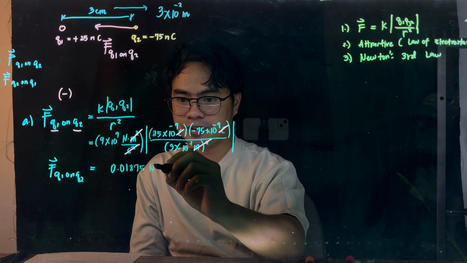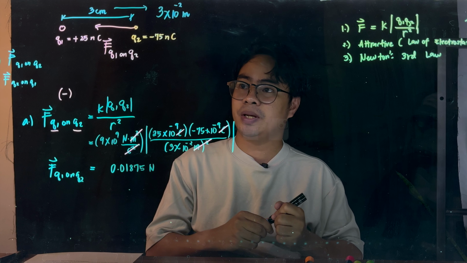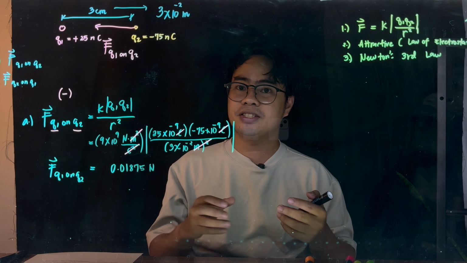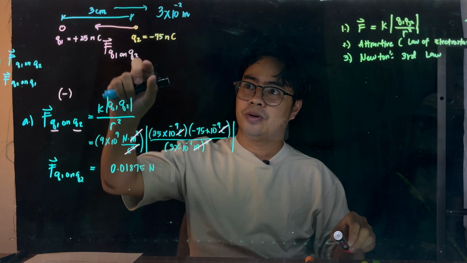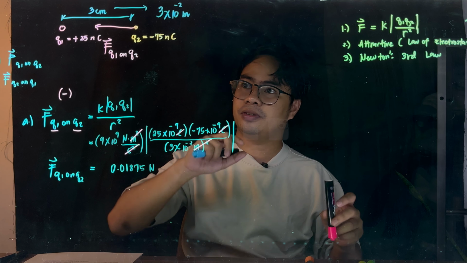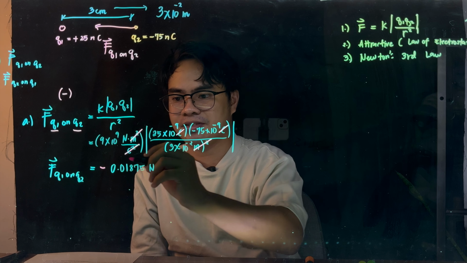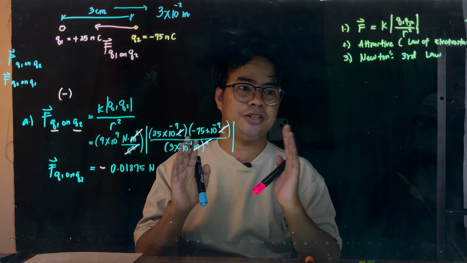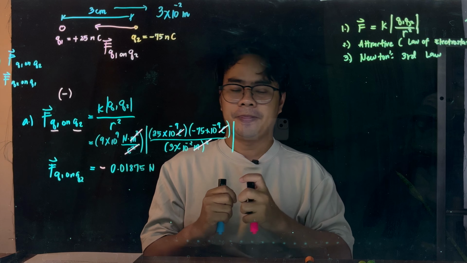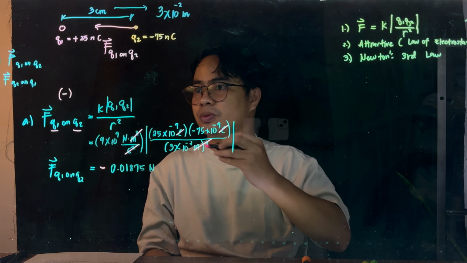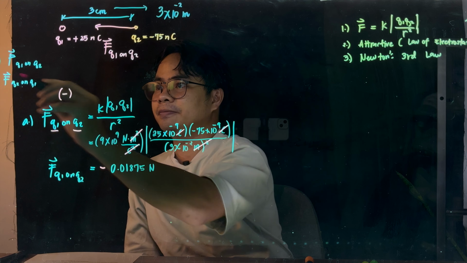0.01875 newtons. And considering its direction, because as I've said, Coulomb's law will only tell us the magnitude. From the illustration above, it's quite apparent that the force must have a negative sign, implying that it's directed towards the left. Okay, now that's the force that Q1 exerts on Q2. So we're done with this one.